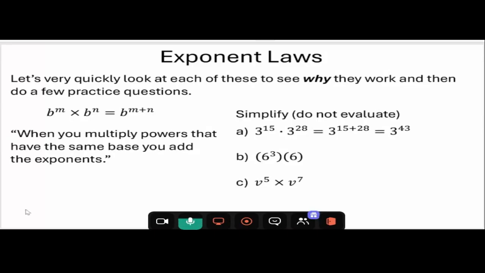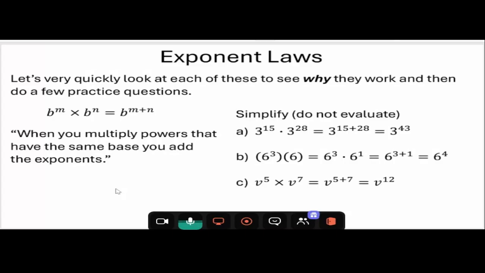Thank goodness. 6 cubed times 6. Well, is this an exponent, this 6 right here? Well, actually, yes, it is. Because remember, 6 is just 6 to the power of 1. So we are multiplying 2 powers that have the same base. They both have a base of 6. That means we add the exponents, 3 plus 1. So 6 to the 3 times 6 to the 1 is 6 to the 3 plus 1, which is 6 to the 4. And here we have one with variables. That doesn't bother us at all. We're multiplying with the same base, so we add the exponents, 5 plus 7, v to the 12.